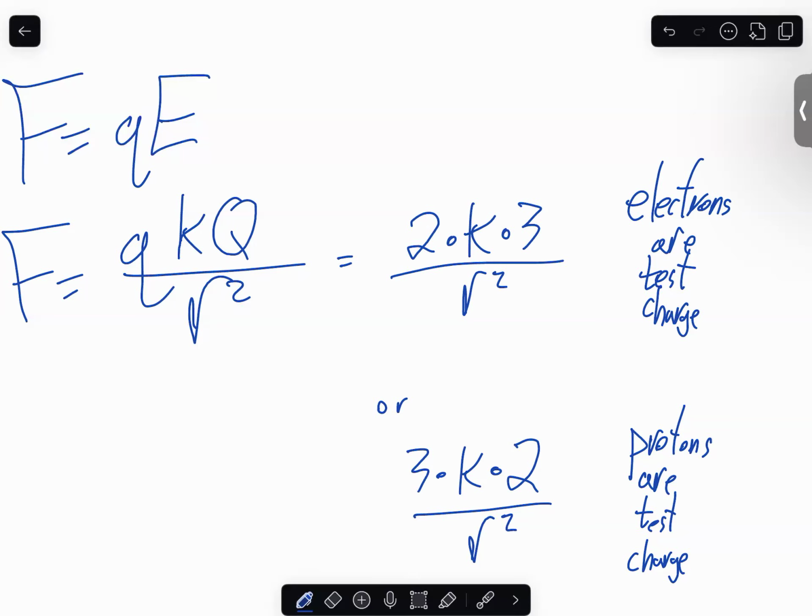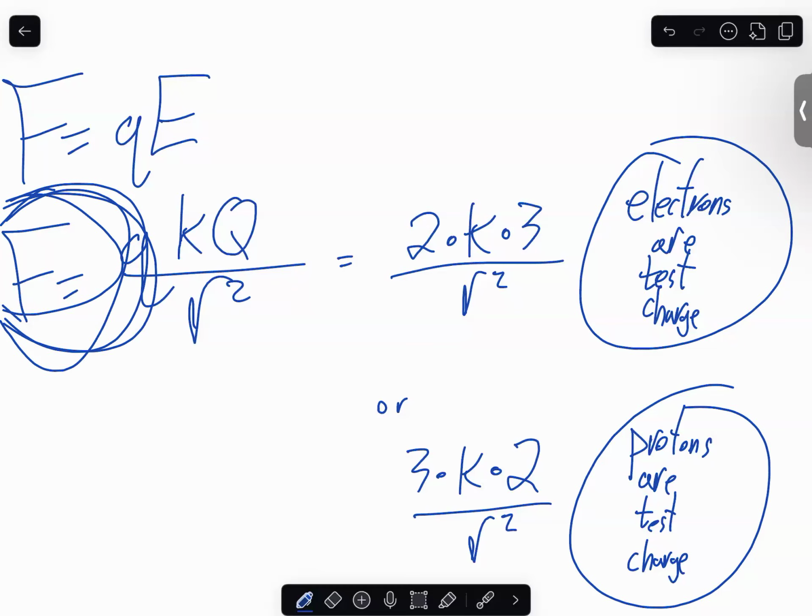Exactly. So if electrons being the test charge and protons being the test charge cause the same force, then which is intrinsically stronger? Neither. Electrons move more because they're lighter.